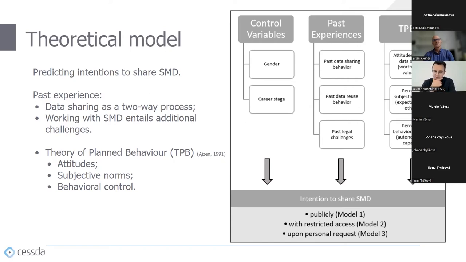And in addition to this, also differences between different types of data sharing, because people might share data publicly, with restricted access, or upon personal request. That's our theoretical model that I will show you in more detail later when I go to the results.